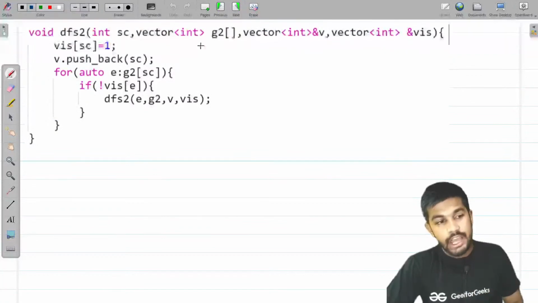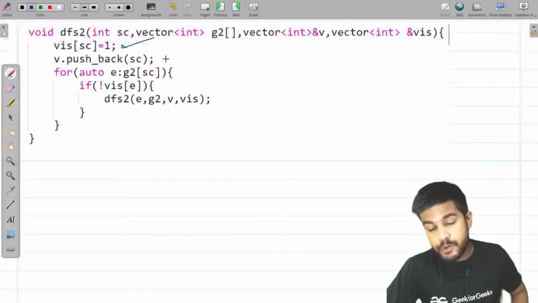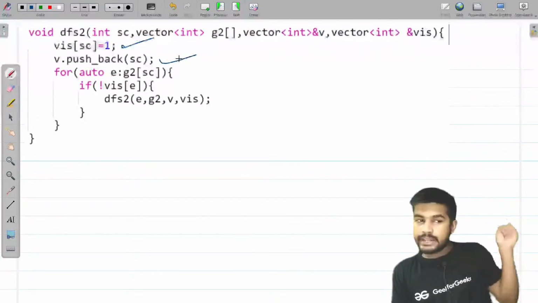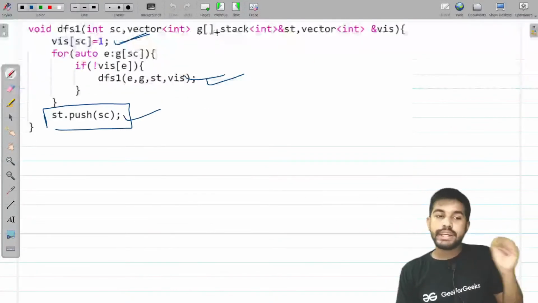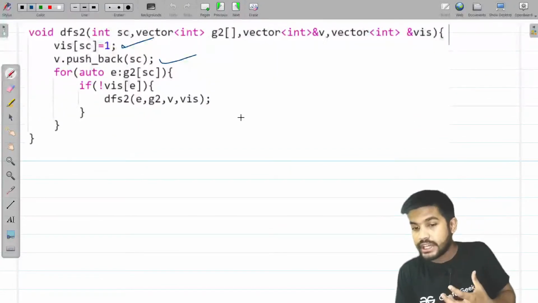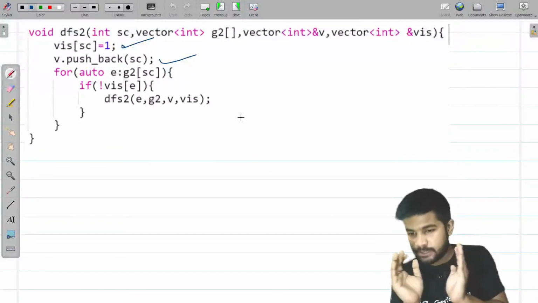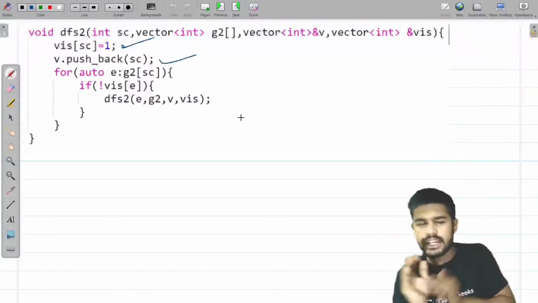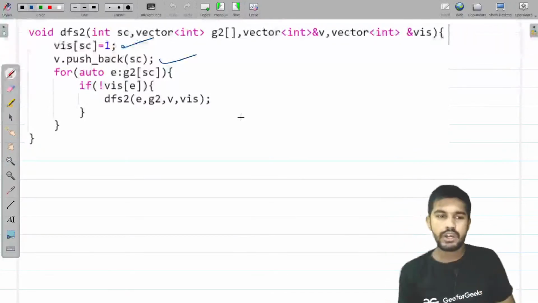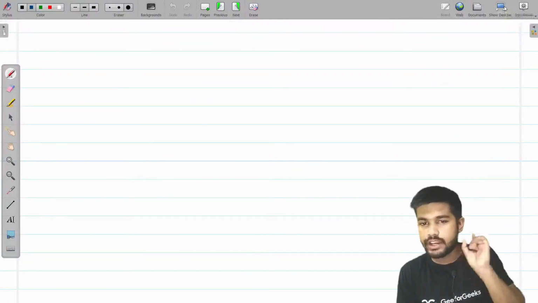What is the thing? We would be marking it visited, and then we would be pushing it in a vector. In that DFS one we were pushing it in the stack. Here we are pushing it to the vector. Why are we trying to push it to the vector? Because we want to print the set of connected components. At last we would be printing the vector. Good to go. Next, I would be showing you how we are reversing everything.